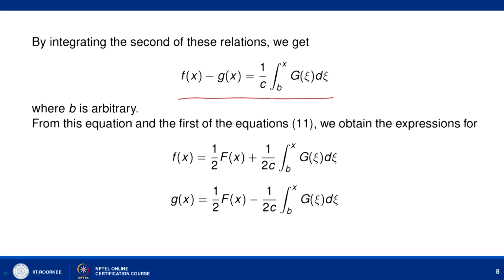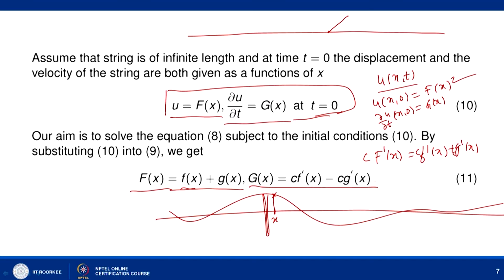When we differentiate, okay, let me do it here. So here we have this, and g x is equal to c f dash x minus c g dash x. When you sum this up, things will cancel out. So we will get 2c f dash x equal to c f dash x plus g of x, but we want to find out f x. So we simply integrate it.